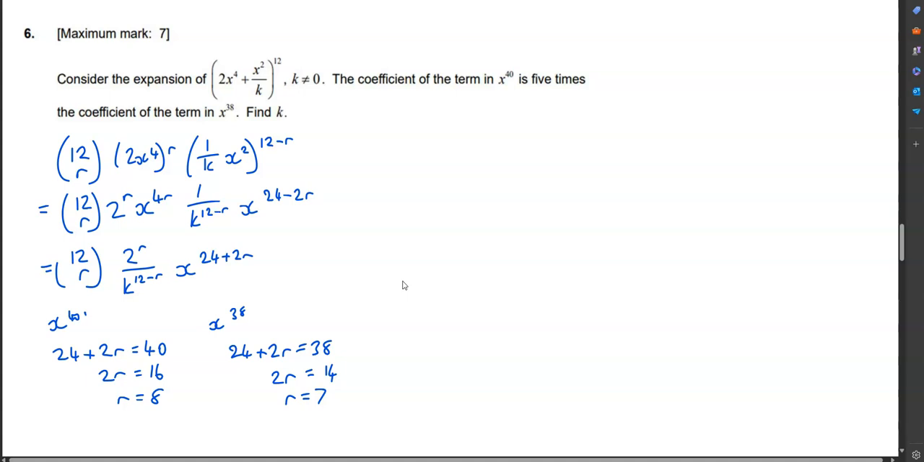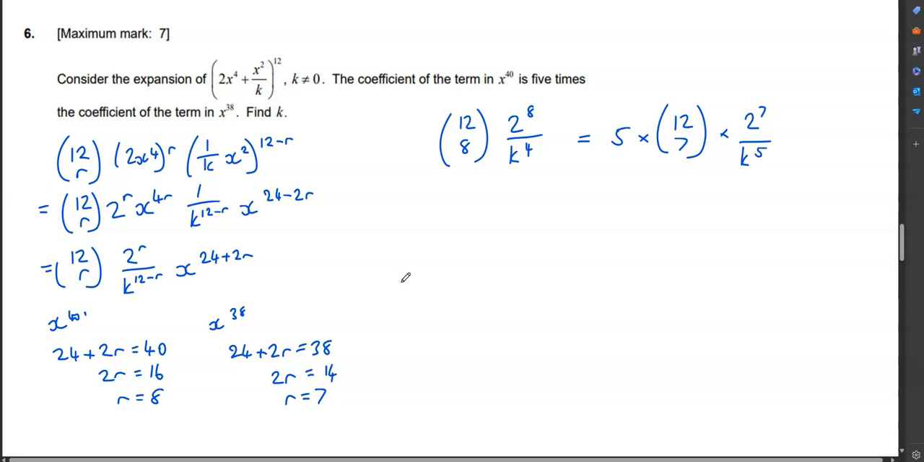So the coefficient of x to the 40 is going to be 12 choose 8, 2 to the 8 over k to the 4. And we're saying that equals 5 times 12 choose 7 times 2 to the 7 over k to the 5.